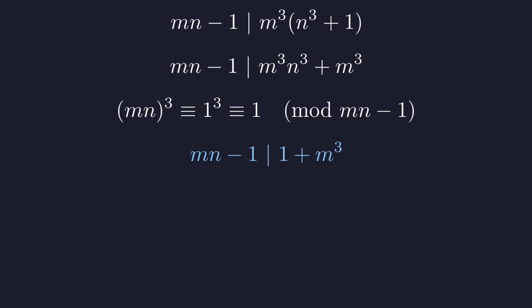Look at that. Just look at that. The problem is perfectly symmetric. If a pair m and n is a solution, then flipping them, n and m, must also be a solution. This changes everything. It's the key to the entire puzzle.